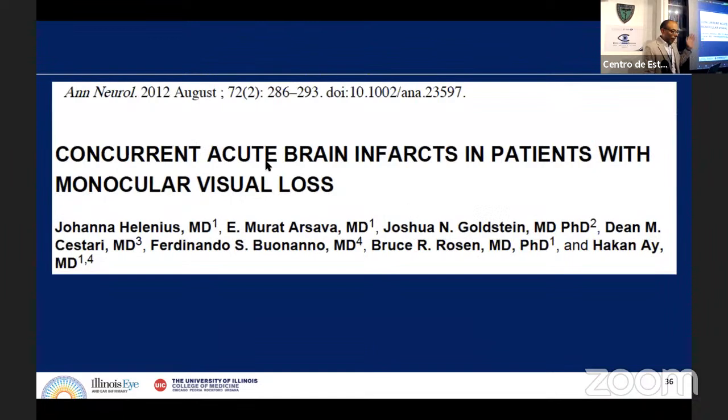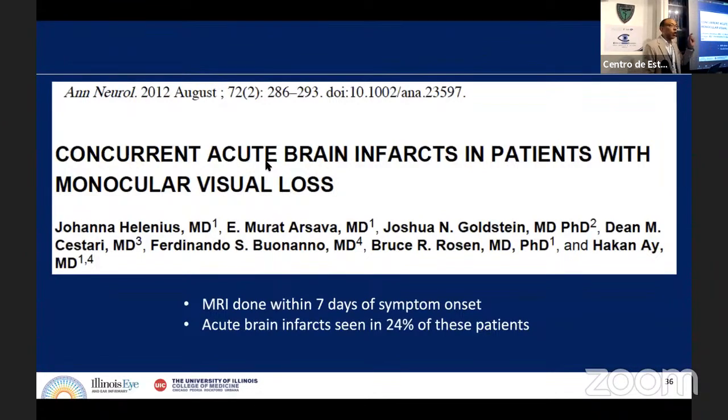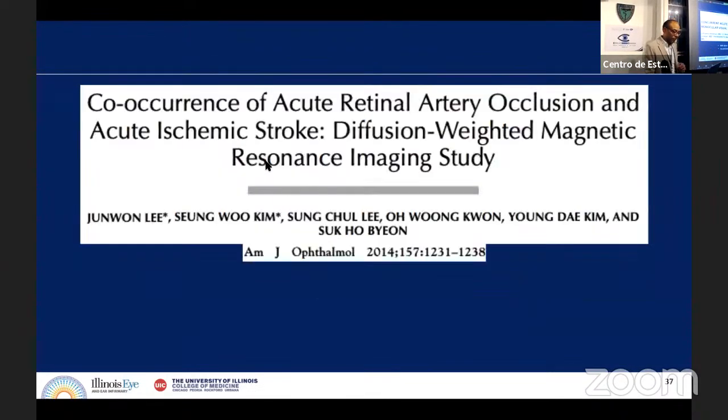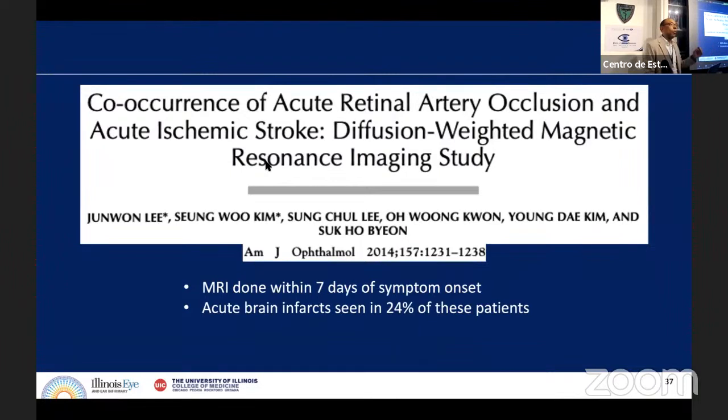Here's a study, concurrent acute brain infarcts in patients with monocular vision loss. MRI done in these patients within 7 days of symptom onset. A quarter of these patients had had a stroke. Here's another study looking at the same thing. Here they did the MRI again within 7 days. Again, 1/4 of these patients had had a stroke in the brain. And many of them had no other symptoms.